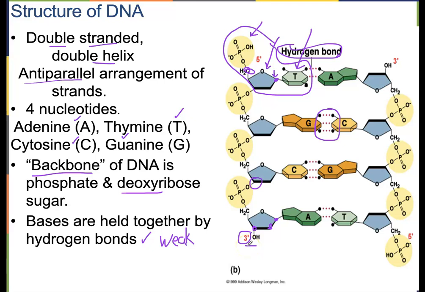Now, anti-parallel means the other side is opposite, where the 3' is on one side and the 5' is on the other. It's kind of like a 2-lane highway where the cars go in different directions. So 5 to 3 goes this way on one side, and then 5 to 3 goes this way on the other side. That's all it means, anti-parallel arrangement.